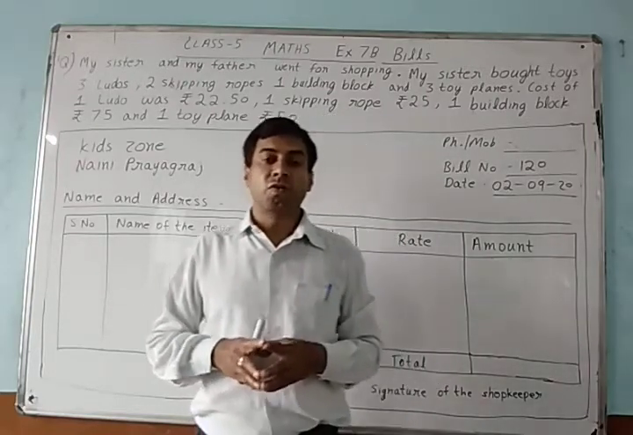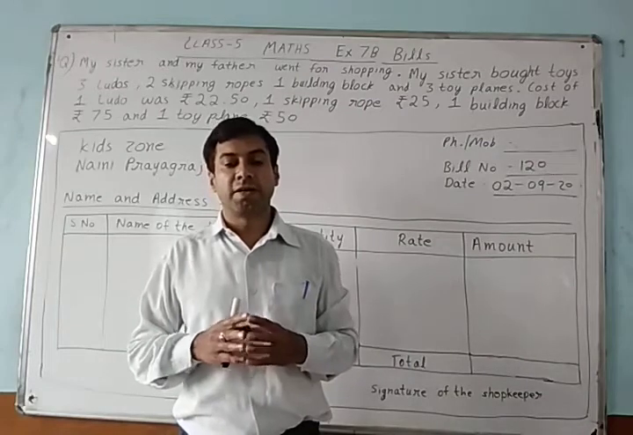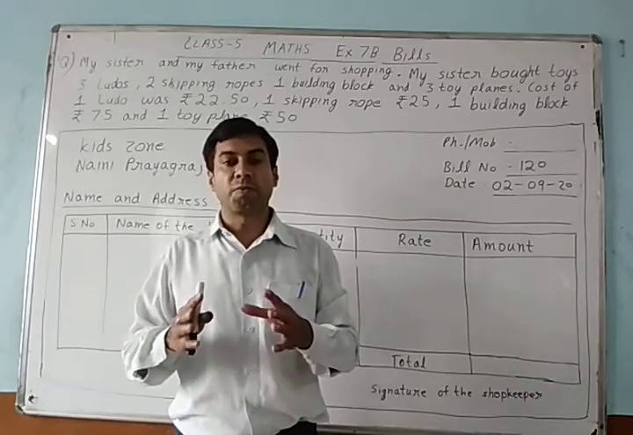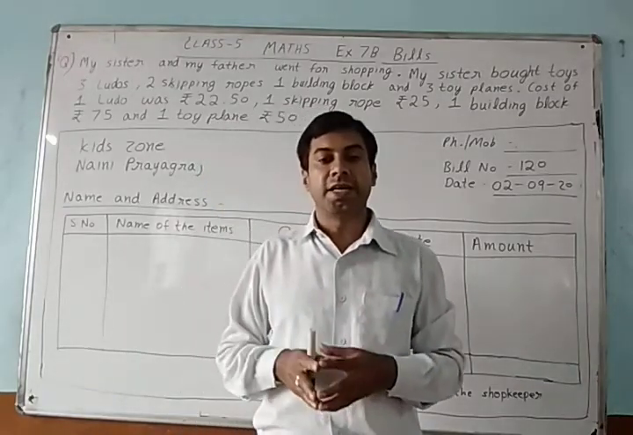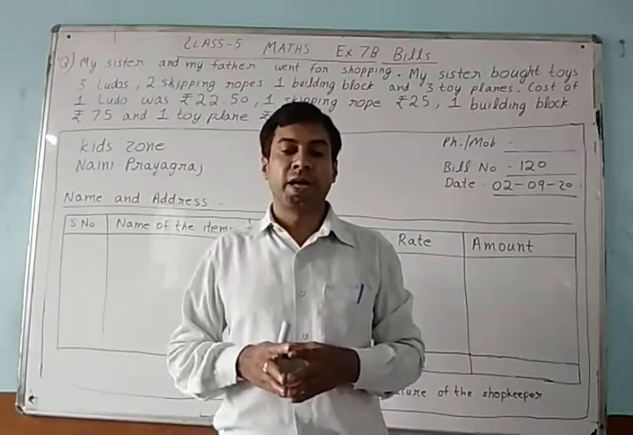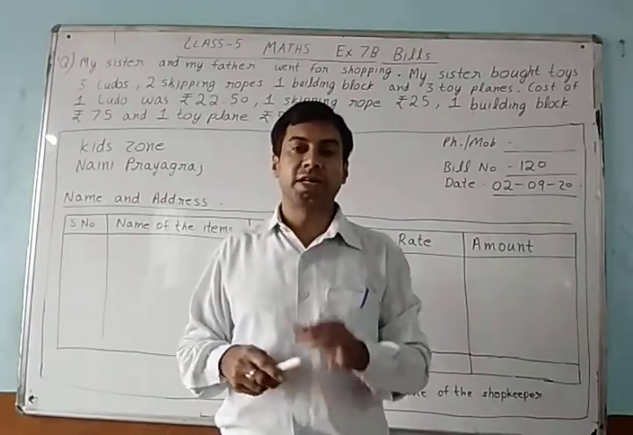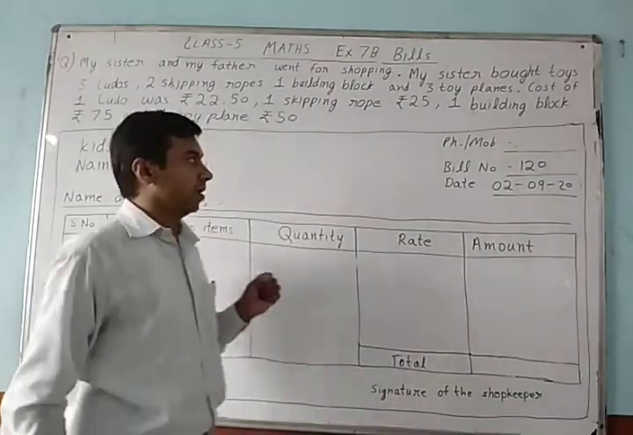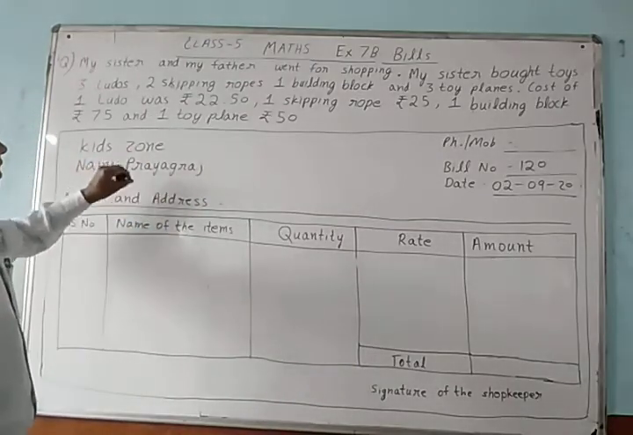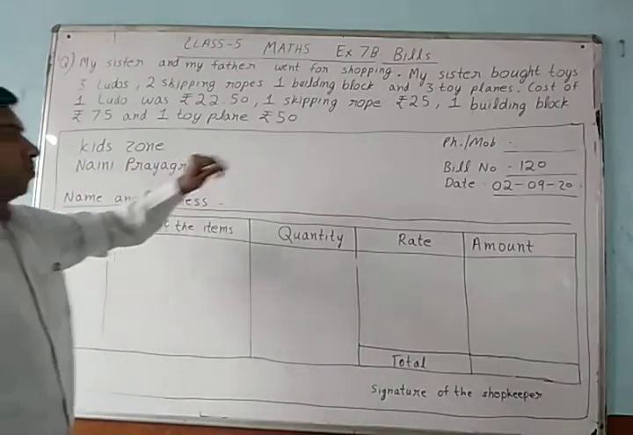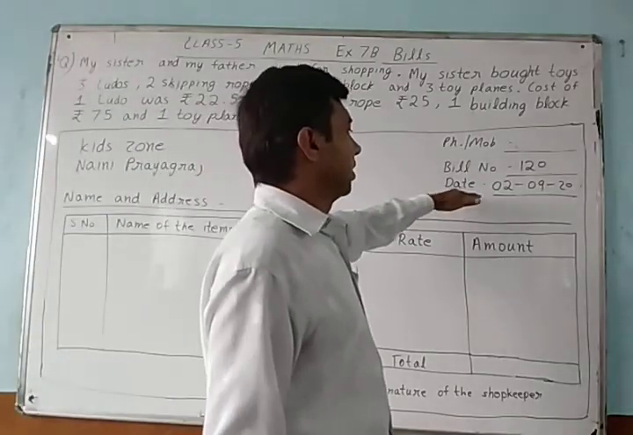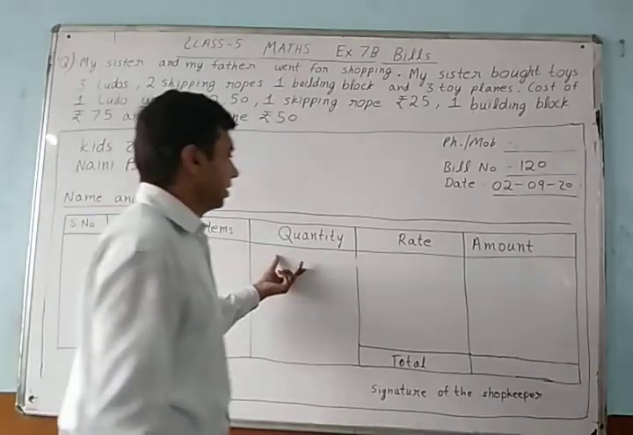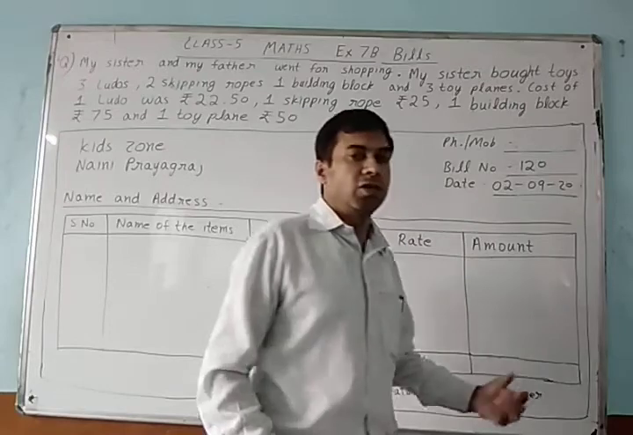Students, in our syllabus there is the shopping bill. Clear? Now what is a shopping bill? A shopkeeper maintains the track of day-to-day sales in a book called a sales book, and each page of the sales book is called a sales slip. A shopping bill has the name and address of the shopkeeper, mobile number of the shopkeeper, bill number, purchasing date, name and address of the customer, name of the item, quantity, rate, amount, and sign of the shopkeeper.